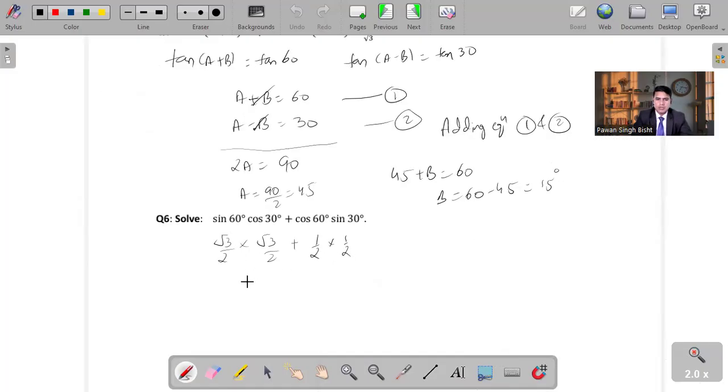Now root 3 times root 3 is 3. 2 times 2 is 4. 1 times 1 is 1 and 2 times 2 is 4. So we got 4 upon 4, which is 1. Simple, right? There is one more question in this worksheet. So you have to practice this worksheet on your own. The remaining one question I am giving you for your practice. You try it and let me know if you have any problem.